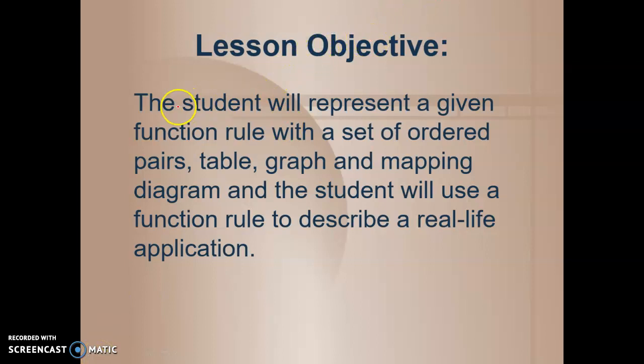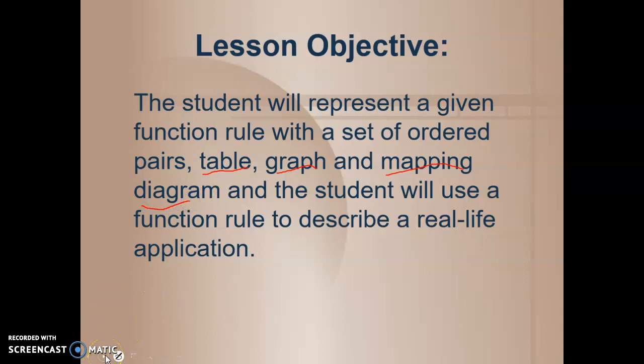That's what we just did during the lesson opener. You represented a given function rule with a set of ordered pairs. I drew a table, and so you saw how to represent that using a table. We are going to make sure you know how to graph it, how to use a mapping diagram as well, and the last thing that we're going to do is let you determine the function rule.